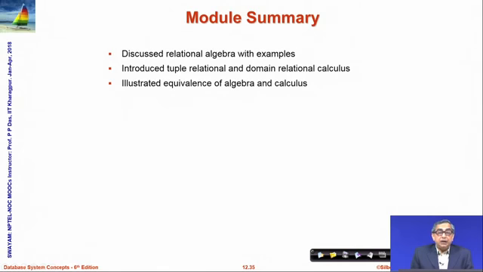So, to summarize, we have discussed primarily the relational algebra with some examples. We have introduced the tuple relational and domain relational calculus, and through a set of examples we have illustrated that the algebra and the calculi are equivalent. I would request you to work out more examples to understand the equivalence, or if you are really enthused, please try out proving their equivalence formally as well.